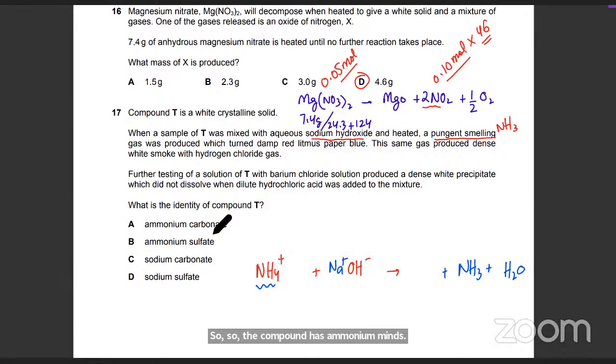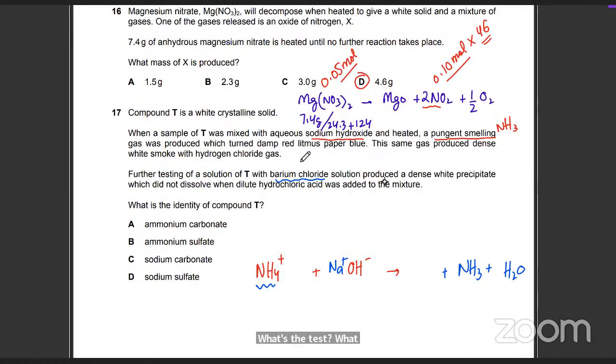The next part, does it have carbonate or does it have sulfate? So further testing, barium chloride was added and a dense white precipitate formed. What's the test? What ion is tested with barium chloride? Is that a test for sulfate or carbonate? Sulfate. That is the test for sulfate. So there's definitely sulfate ions in this. So it's going to be B. That's the answer.